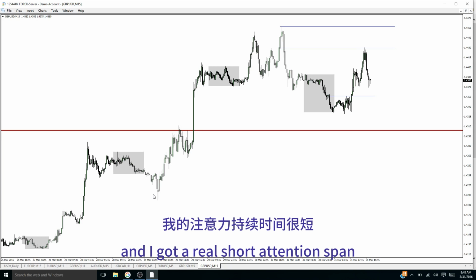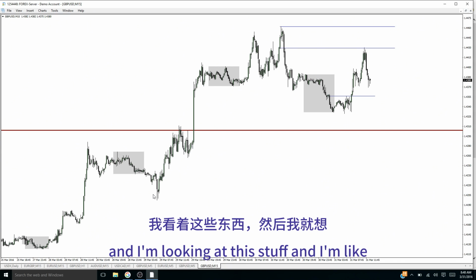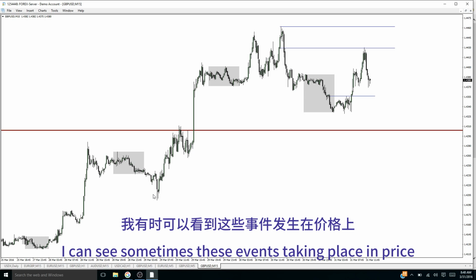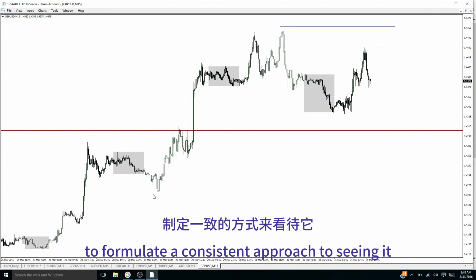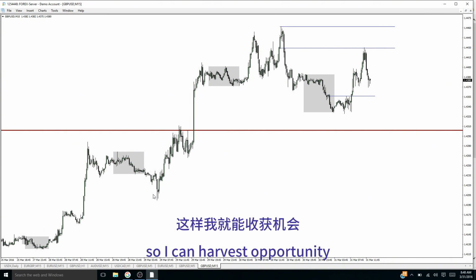And I've got a real short attention span, and I'm looking at this stuff, and I can see these events taking place in price sometimes, but I can't find a way to formulate a consistent approach to seeing it so I can harvest opportunity.